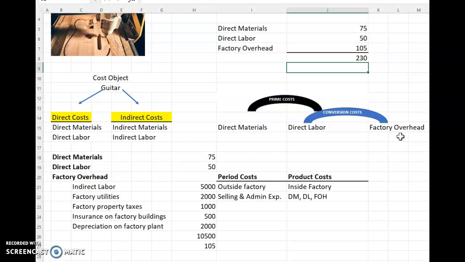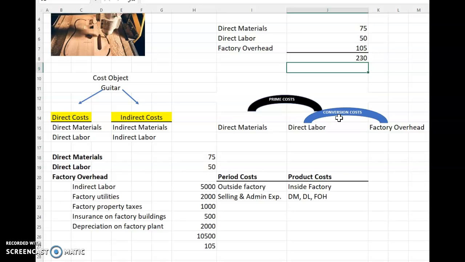So a question that might be on a test would be something like, what is glue? Well, glue is factory overhead, so it's a conversion cost. Or what is wood? Well, wood is a direct material, so it would be a prime cost. Or what is an assembly line worker's wages? Well, that's direct labor, so that would be considered both prime and conversion.